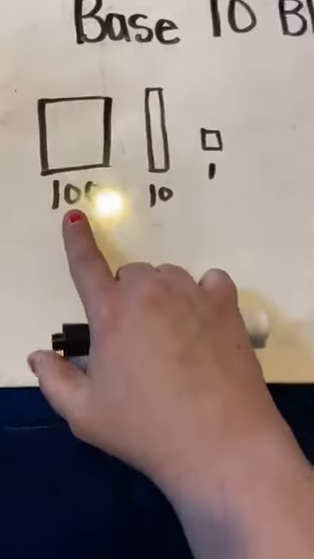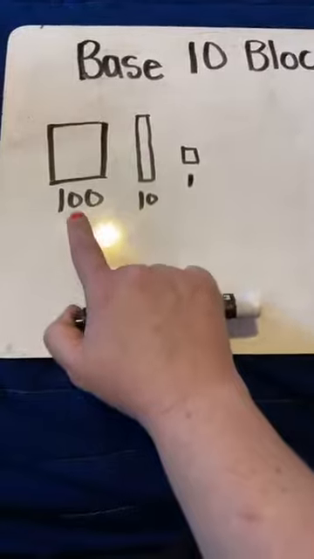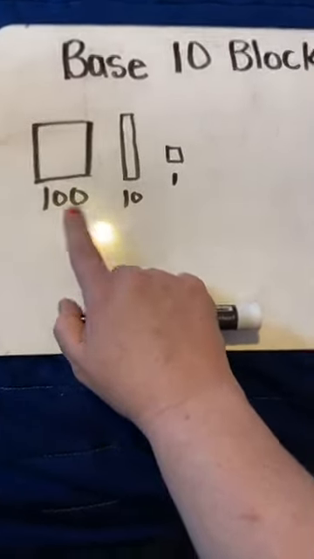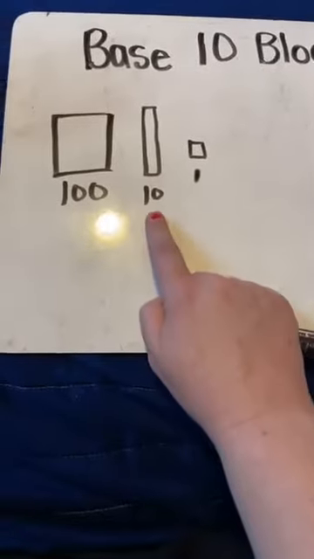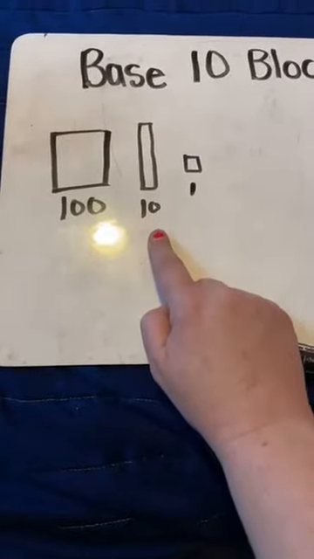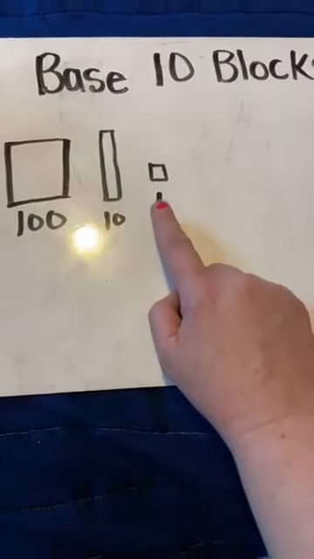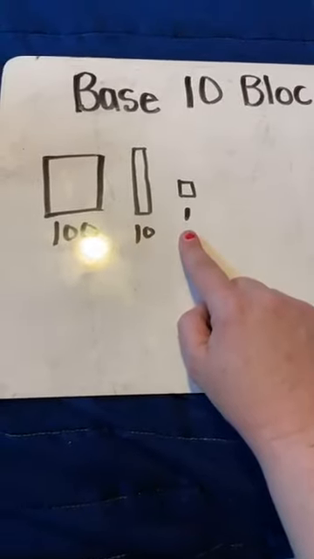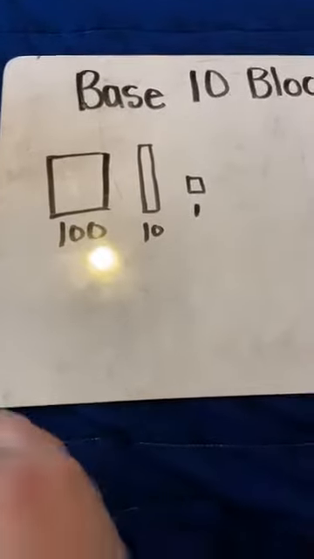I have a big square. My big square is going to represent 100. Okay? Now, I have a long rectangle, and my rectangle is going to be worth 10. And then you see these here? That's each individual cube. That's going to be worth 1. All right, friends, let's get started. Now, keep these in mind as we're going today.